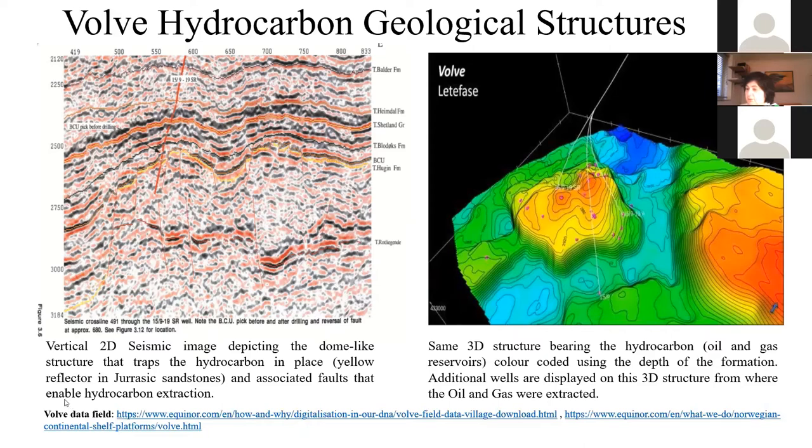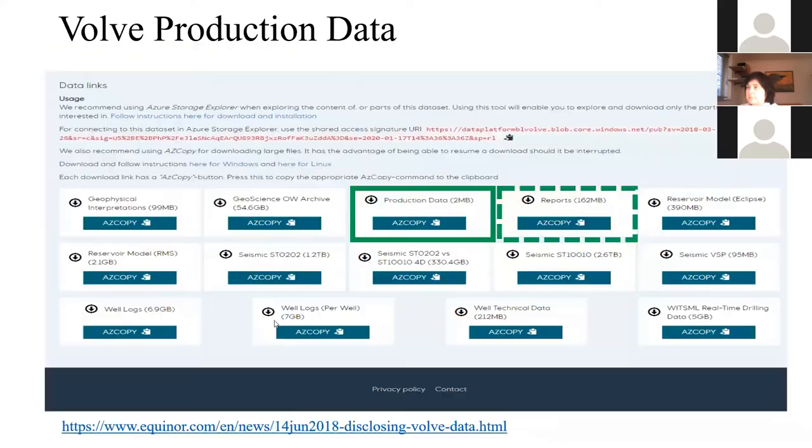Now, if you go to those two links, you can retrieve an overview of the Equinor information about the continental shelf platforms and the VOVE field data. If you use this website, you'll have to register. I have used the production data and the reports, but you can also get geophysical interpretation, geoscience archive, reservoir modeling, Eclipse and RMS, seismic data, 4D seismic, seismic VSP, well logs per well, well technical data, and real-time drilling. So you have to go to this website, register, and then you can have access to all this information.